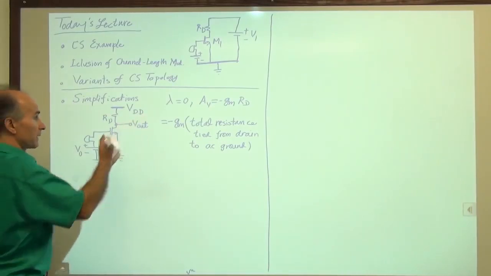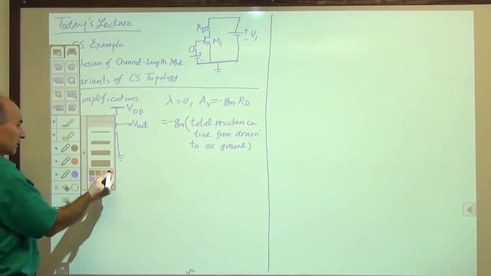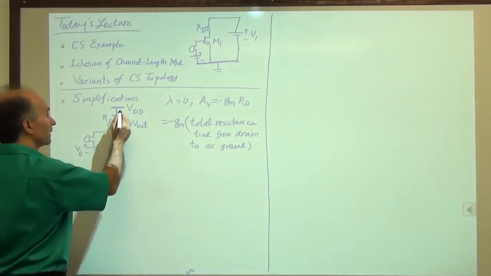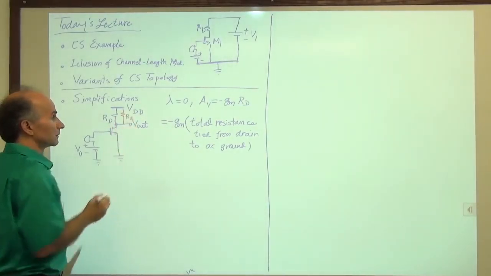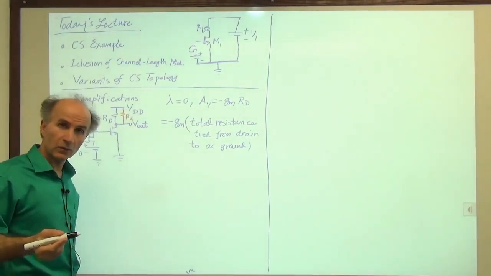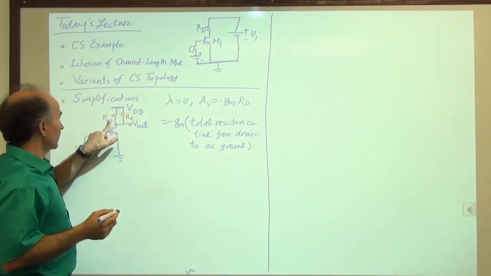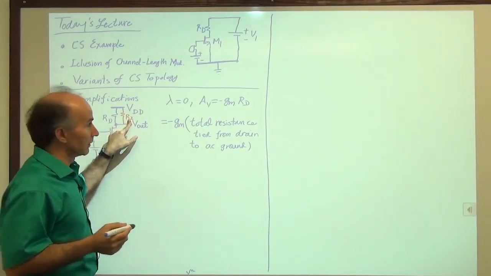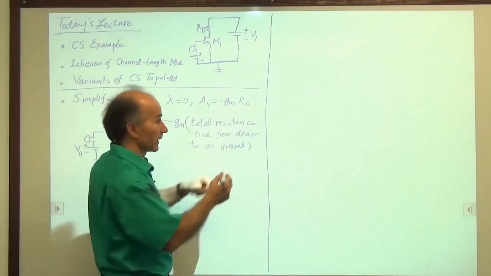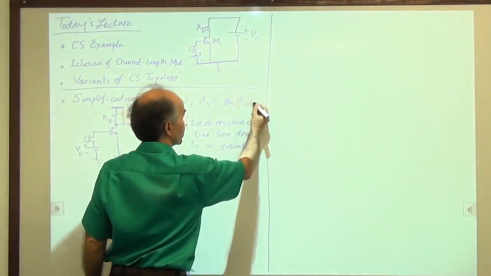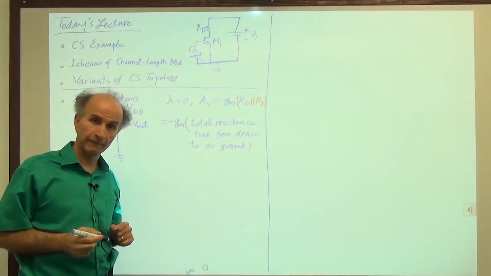Okay, so what this means is that if I come along and add another resistor from here to here and call it R2, you know what to do. You say, well, the total resistance tied between drain and AC ground is RD in parallel with R2. So this turns from RD to RD in parallel with R2, as an example, right? Okay, so no problem there.